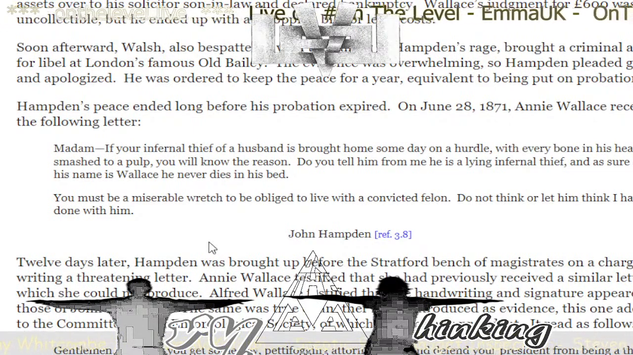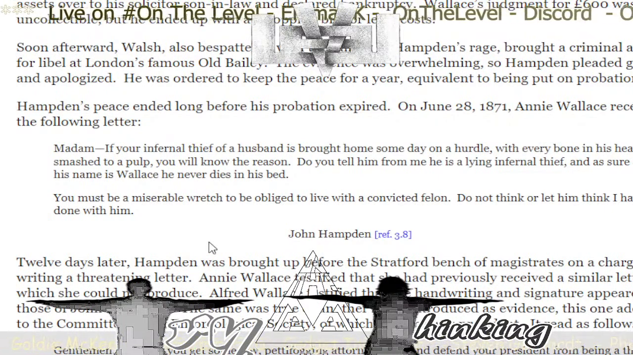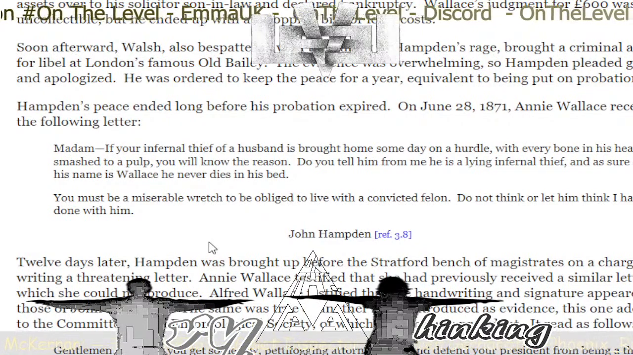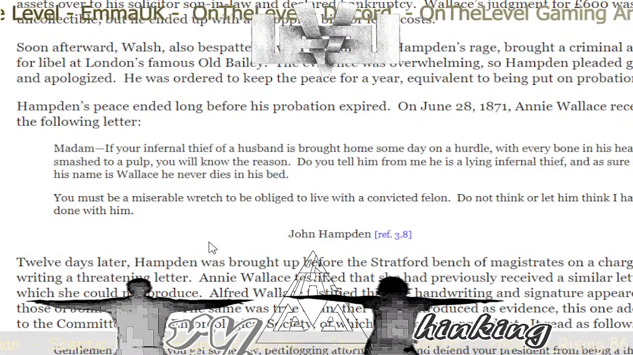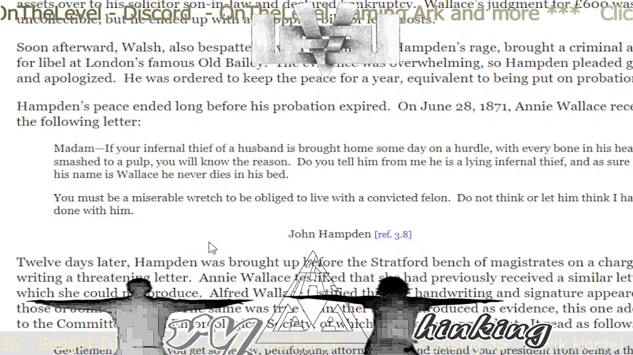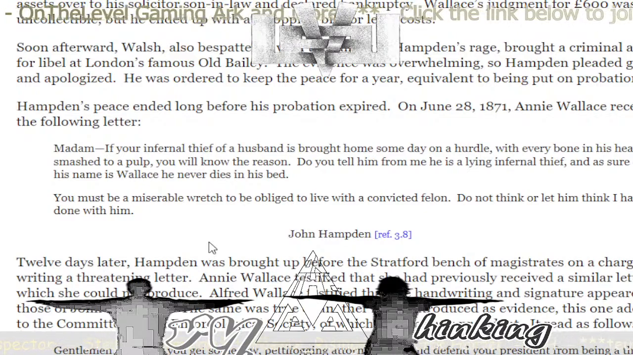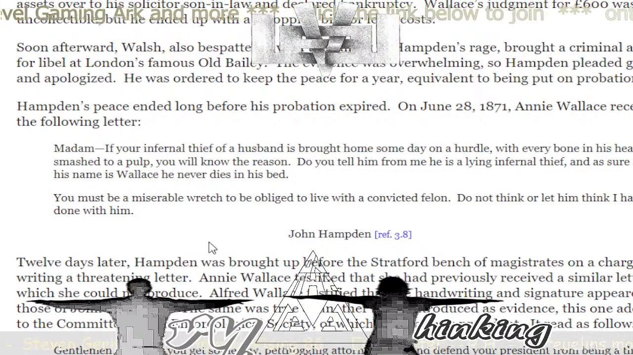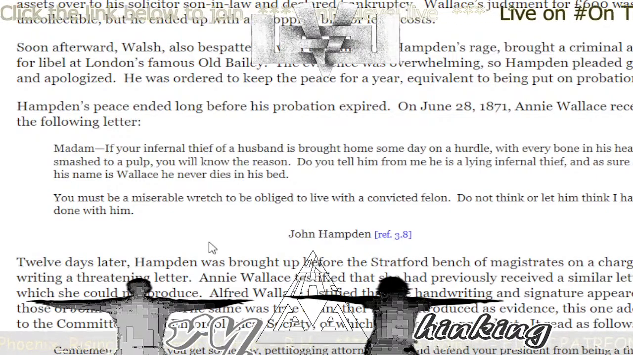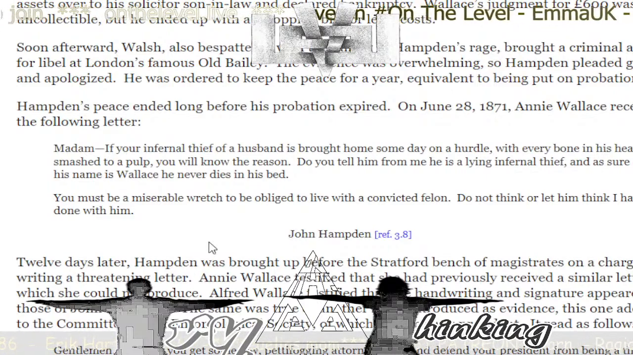Madam, if your infernal thief of a husband is brought home some day on a hurdle with every bone in his head smashed to a pulp, you will know the reason. Do you tell him from me he is a lying infernal thief, and as sure as his name is Wallace, he never dies in his bed. You must be a miserable wretch to be obliged to live with a convicted felon. Do not think or let him think I have done with him. John Hampden.